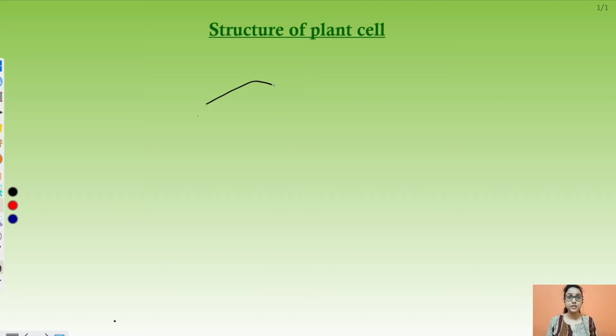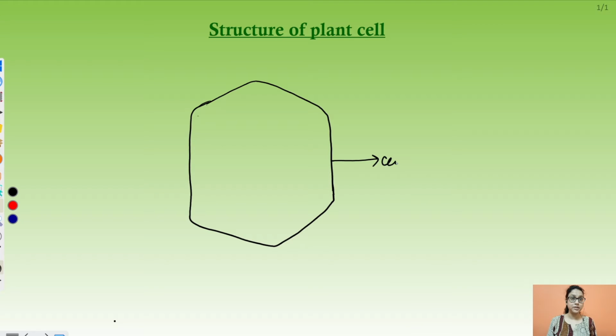So there will be the presence of a cell membrane which will be semi-permeable in nature. Due to this character of the cell membrane, it will allow only certain selective particles to enter inside this cell. Outside this cell membrane, there will be another layer which is considered as cell wall.